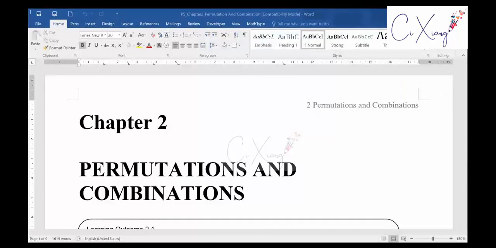Okay, so for this video, we are going to discuss chapter 2, which is permutation and combination. Generally for this chapter, we will always teach students the general cases that we have, and then the method that you should use when you see these particular cases. But in the exam, the style of question can be very different.